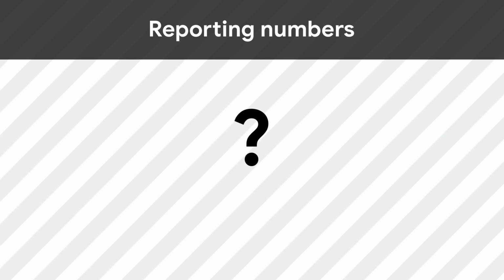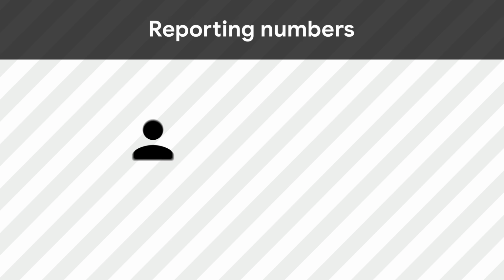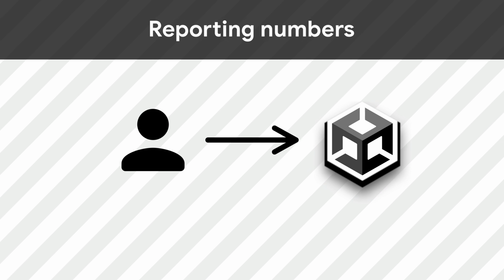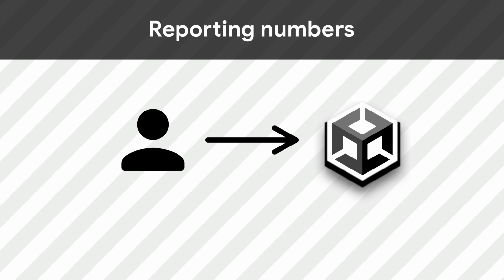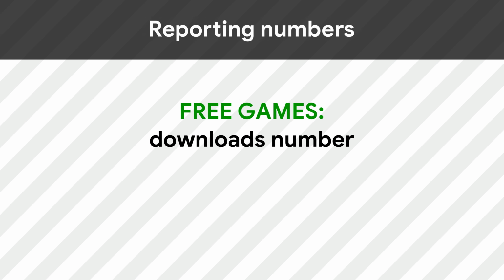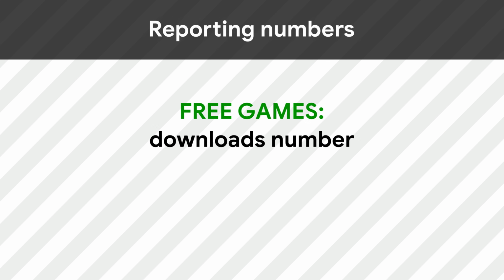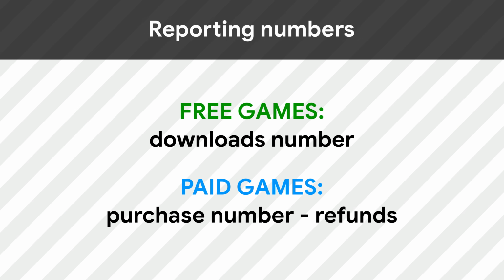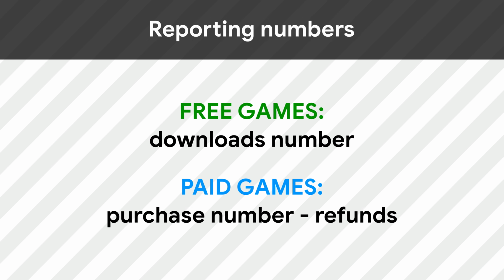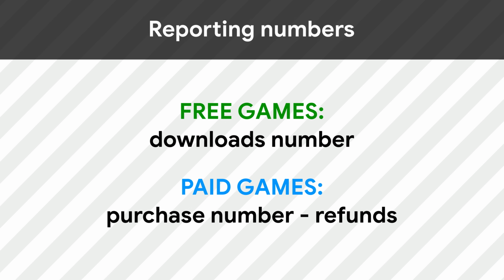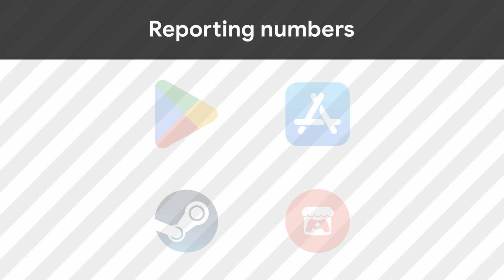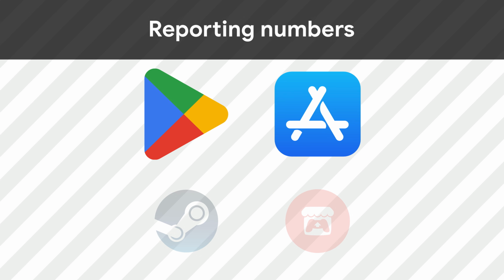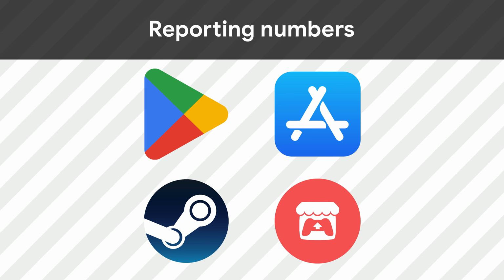How will those installs be counted? Everything will be transparent because you will be reporting the numbers to Unity. Those will be either your downloads number in case of free games, or a number of purchases deducted by the refunds in case of paid products. You can get those numbers from the storefronts like Google Play, App Store, Steam, itch.io and others.